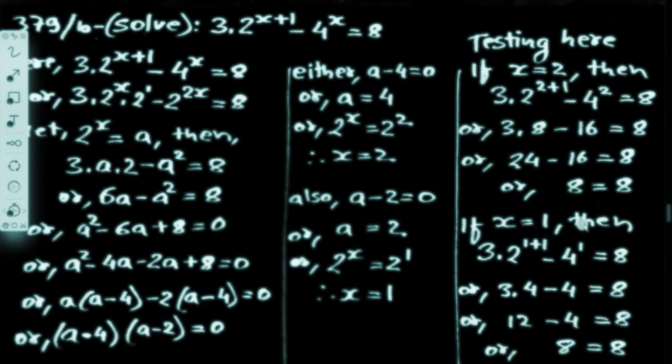If x equals 1, then 3 into 2 power 1 plus 1, where x plus 1 means 1 plus 1, minus 4 power 1 equals 8. 3 into 2 power 2 is 3 into 4, minus 4 power 1 which is 4, equals 8. 3 into 4 is 12, minus 4 is 8, so 8 equals 8. It means our second answer, x equals 1, also satisfies the equation. So we get two answers, x equals 1 and x equals 2, both are right, and we have solved this equation.